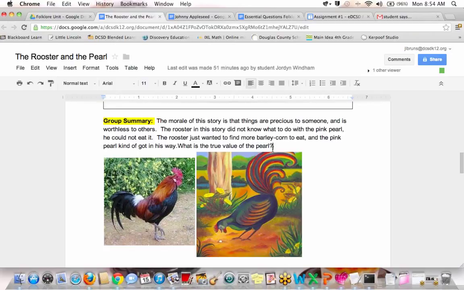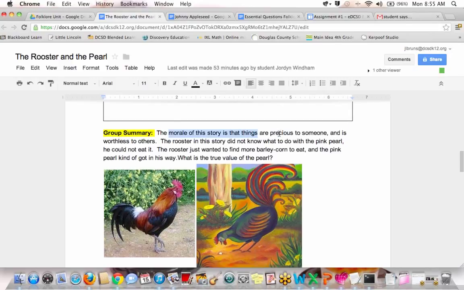Nothing to the rooster. Nothing. Yeah, to the rooster, it means really nothing. I mean, he could have 1,000 pearls, and it's still going to mean nothing to him. So I like this. The moral of the story is that some things are precious to someone and worthless to others. So one man's trash is another man's treasure. Have you ever heard that?